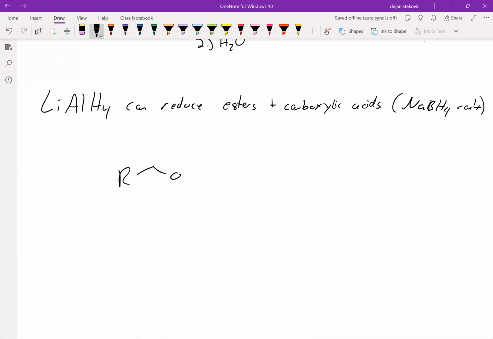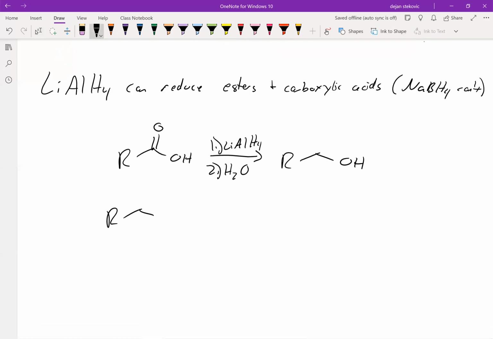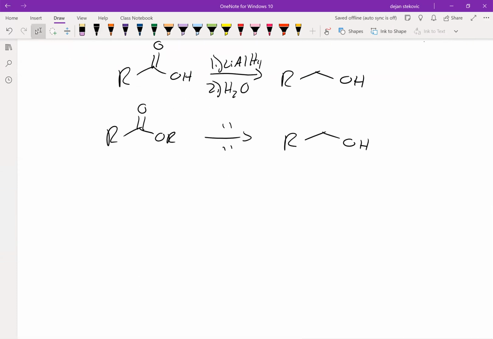So for example, if you have a carboxylic acid, you can reduce that through the use of some lithium aluminum hydride, and then just do an aqueous workup to reprotonate your alcohol. And of course, this works on esters as well. But again, only lithium aluminum hydride can do this. Sodium borohydride cannot.